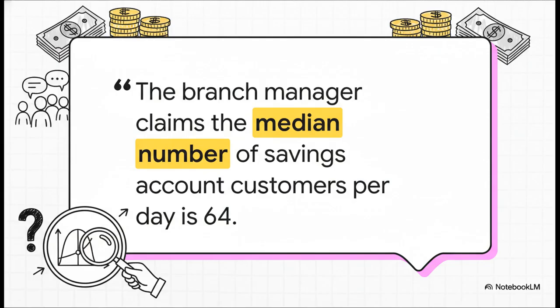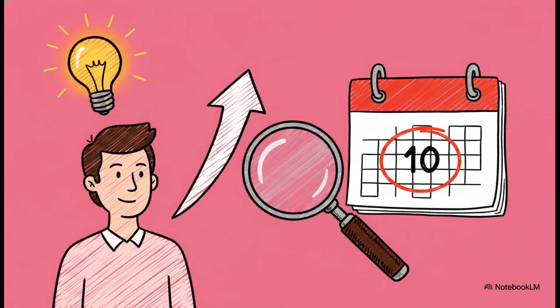It's the status quo, the claim that we are putting on trial. But a clerk who's actually there opening the accounts has a hunch. It feels busier than that. They suspect the median is actually higher. This suspicion? That's our alternative hypothesis.